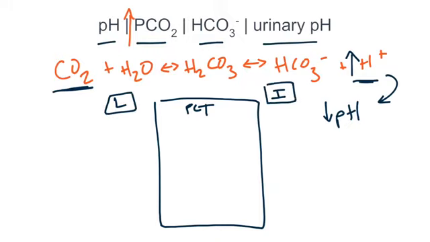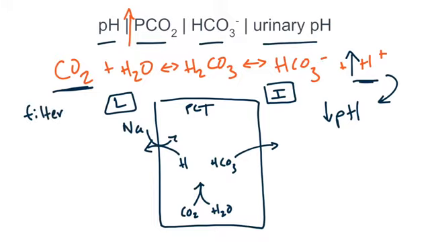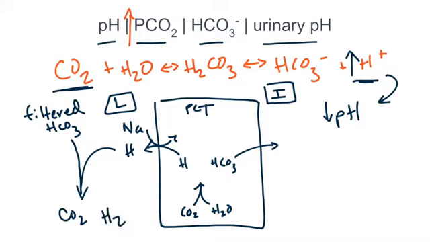Within the cells of the proximal convoluted tubule, carbon dioxide and water react to form bicarbonate and hydrogen. The bicarbonate is reabsorbed, and acid is secreted into the lumen through the sodium-hydrogen antiporter. The filtered bicarbonate reacts with the hydrogen ions that are secreted to form carbon dioxide and water. The carbon dioxide and water diffuse into the cells of the proximal convoluted tubule, and the process starts over again.